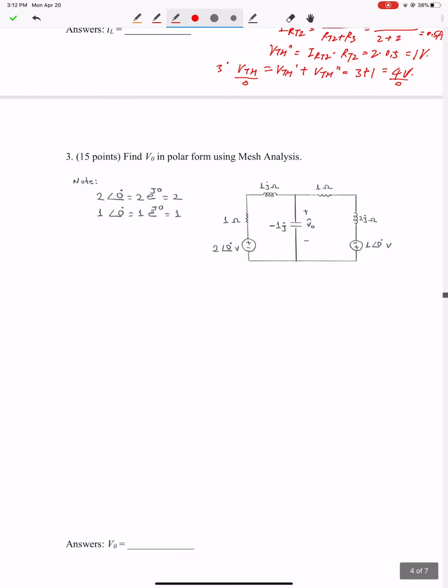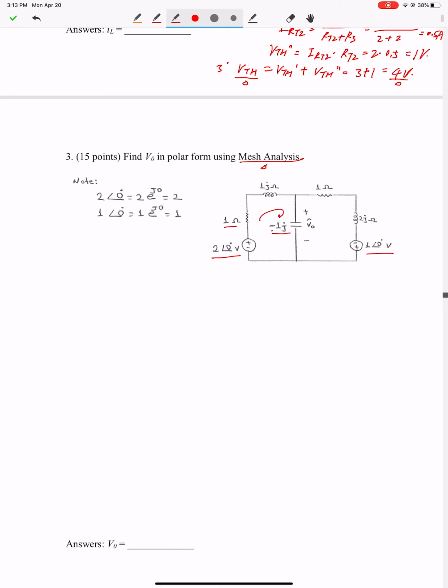Question number 3, find V naught in the polar form. Find V naught in polar form, use mesh analysis. Okay. So this problem is an AC circuit, right? But the good thing is, all components are presented in impedance, and sources are presented in polar form. So we don't need to find the impedance of each component, right? All right. We can use mesh analysis.